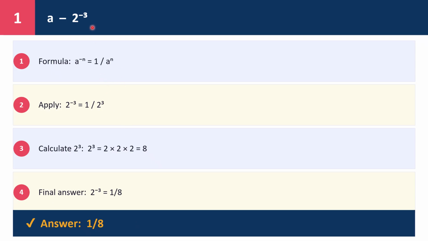Now let's come back to our question. That is 2 power minus 3. So what is the reciprocal of 2 power minus 3? That is 1 by 2 cube. Now what is 2 cube? Let's calculate it. 2 cube means 2 is repeated 3 times. So 2 into 2 into 2. 2 2s are 4, 4 2s are 8. So the final answer is 2 power minus 3 is 1 by 8.